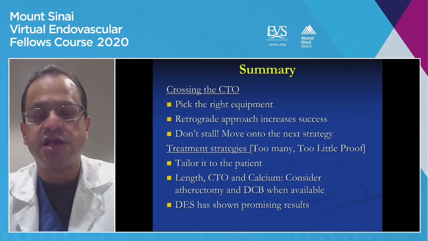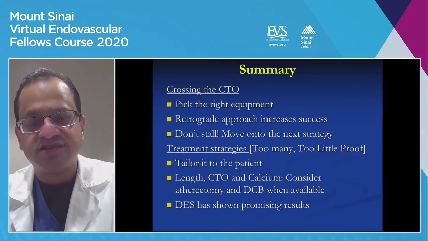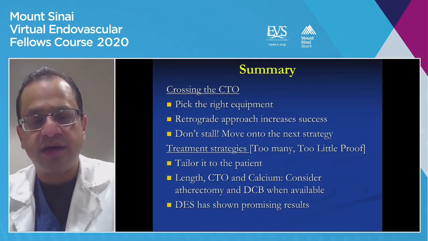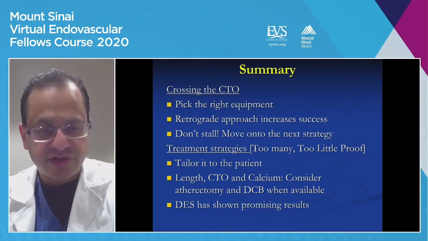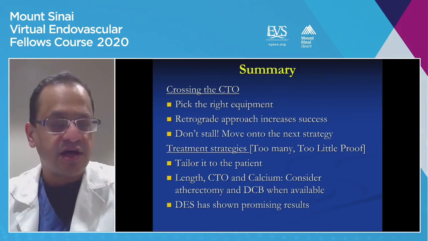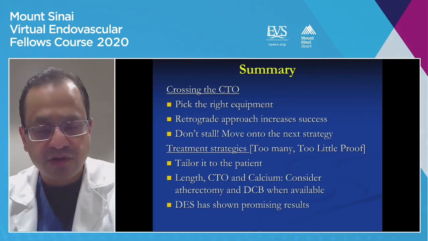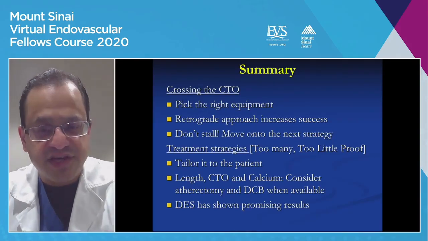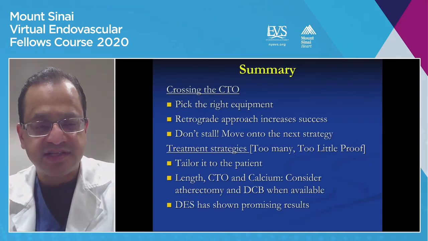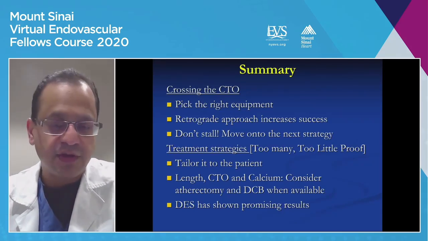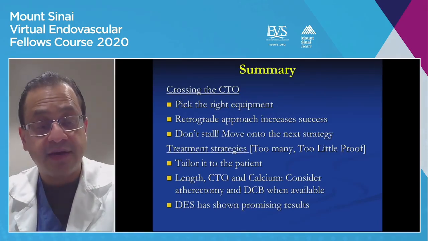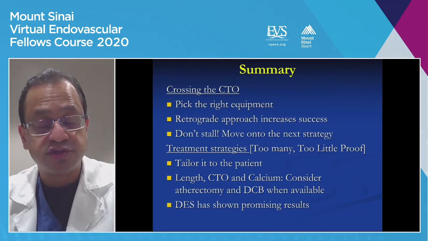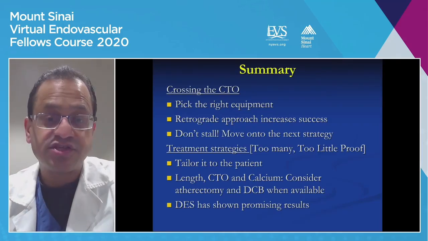Personally, the way I see it, there's a lot of options, but nothing has really panned out. I feel that there's a lot of promise for drug-coated balloon. So tailor the treatment based on how long the lesion is, whether it is a chronic total occlusion, and how much calcification there is. And if you do see this, I personally think atherectomy, and hopefully when DCB is available, it'll be great. And I also always consider using drug-eluting stents to get the job done.